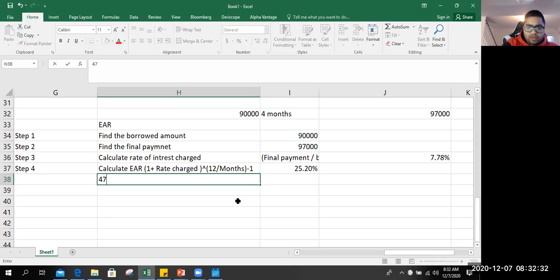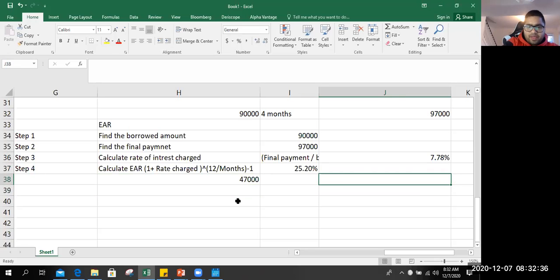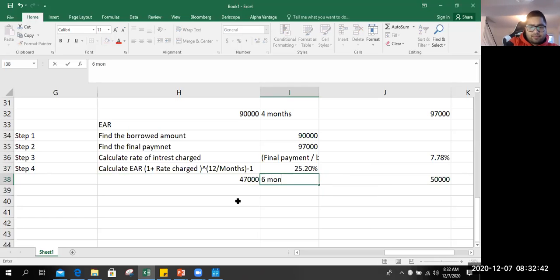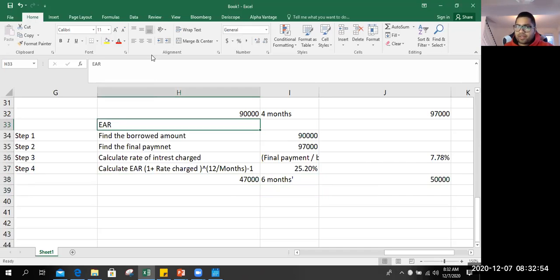So let's take one more example. You're borrowing 47 grand, you're paying 50 grand back, and you're borrowing for 6 months. So I'll give you 2 minutes to do it. Try it out and then we'll discuss. You have to find out the effective annual rate. Follow the steps.